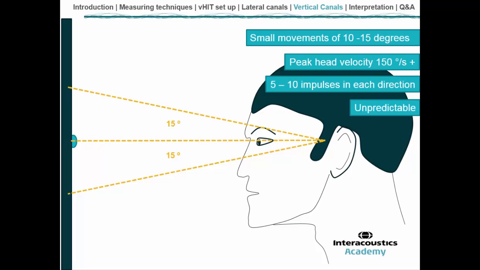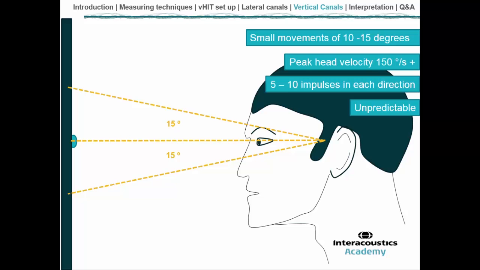In terms of the movement, they take the same criteria as the lateral canal movements. They need to be small, they need to be fast, they need to be unpredictable. The one thing with the vertical canals is that I wouldn't go for very, very high velocities. You get much clearer results if you keep your velocities around 150 degrees per second. The recordings will be much nicer and clearer. But again, we have the animation to show how this is going to work.